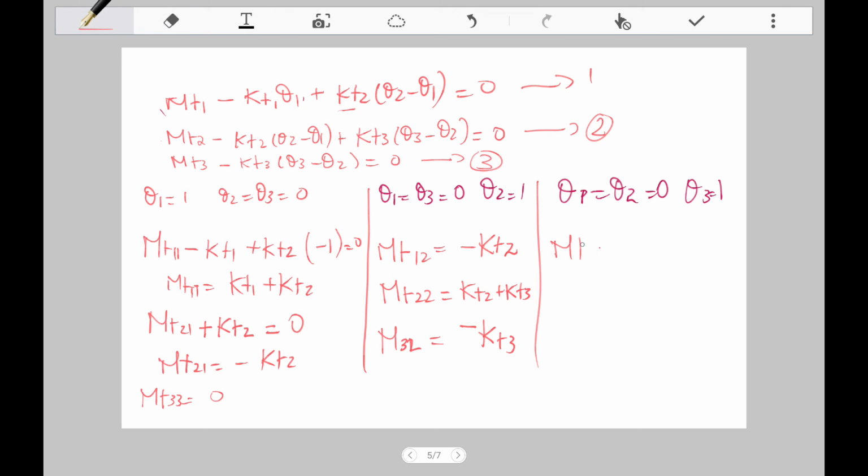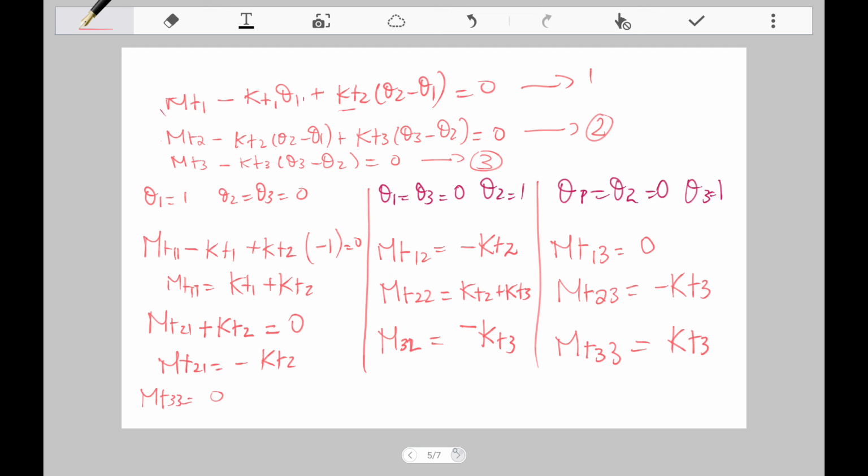I'm just going to refer to them basically by the entries. That's row 1, column 3, right? Yeah, that's going to be equal to 0. MT2, that's row 2, column 3, is equal to negative KT3. And that makes sense, because this should be equal to this value here, right? And then MT3 is equal to KT3.